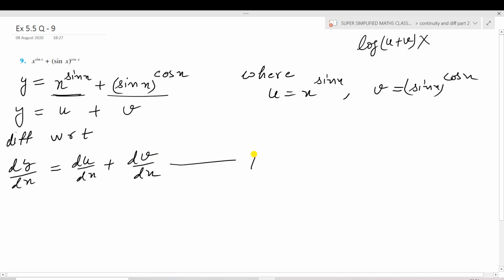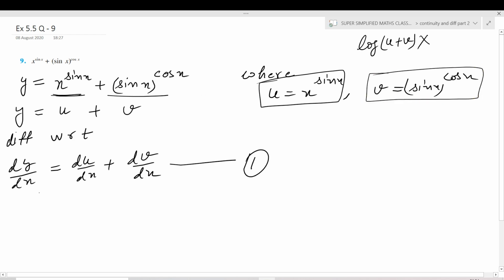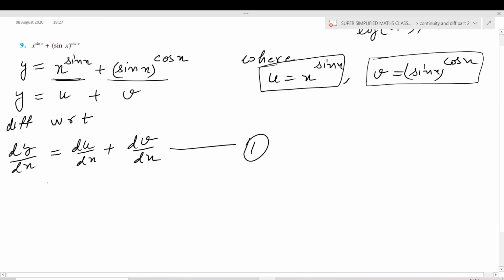Now we call this equation number 1, and using the expression for u, I will find du by dx. Using the expression for v, I will find dv by dx and substitute both the values in equation number 1. So let us take both of them one by one. The first is u is equal to x raised to the power sin x. Now students, I can take log at this step because there is only a single expression on the right hand side. So I take log both sides.